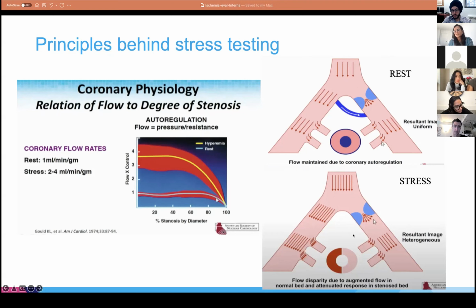And this is what we're trying to image. We give a radiotracer that goes to the heart proportional to the blood flow to the heart, and we then image the heart to look for this lower flow to a section of the heart versus the other. That is what we refer to as ischemia when we say this patient has ischemia on their test. So not necessarily looking at the oxygen supply of the heart muscle itself, we're looking at the flow disparity.